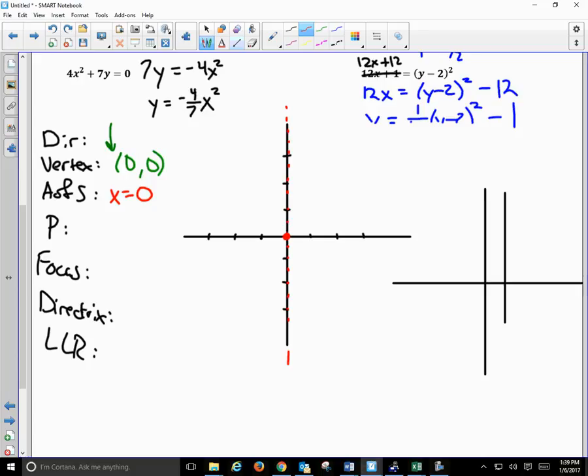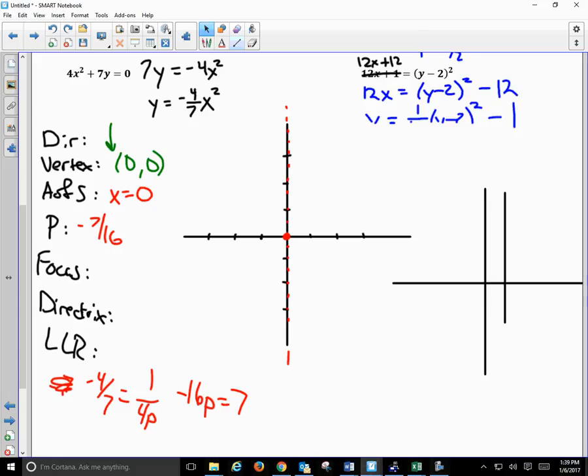Mr. Johnsrud already found the p-value, which was? So when you go to find the p-value, you take a, which is negative 4 over 7, equal to 1 over 4p. To solve that, you cross multiply and get negative 16p is equal to 7. Divide by 16, p is negative 7/16. Because p is negative, when we go to find the focus, instead of moving up, we move down. So it should match the direction of the arrow. If the direction is down, then the p-value should bring you down. If it's to the left, it should be negative as well.